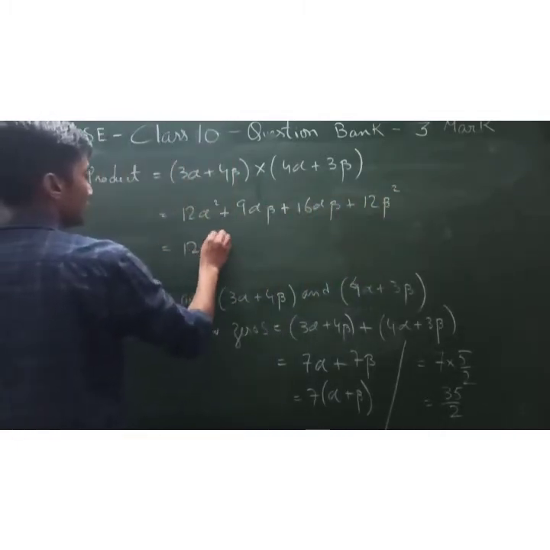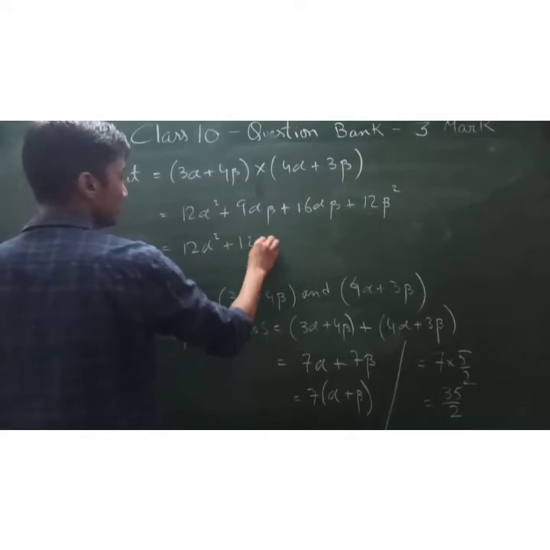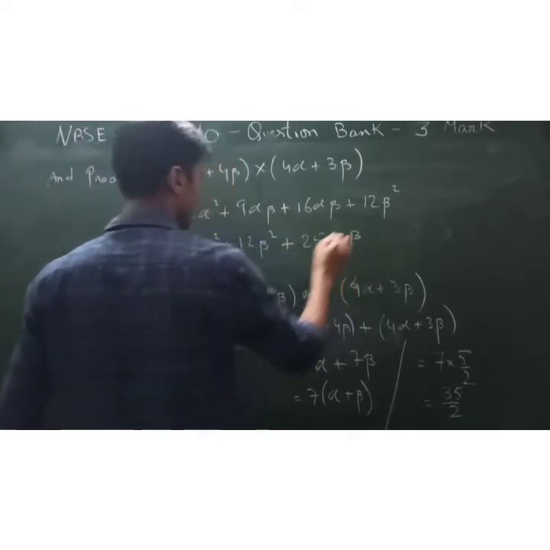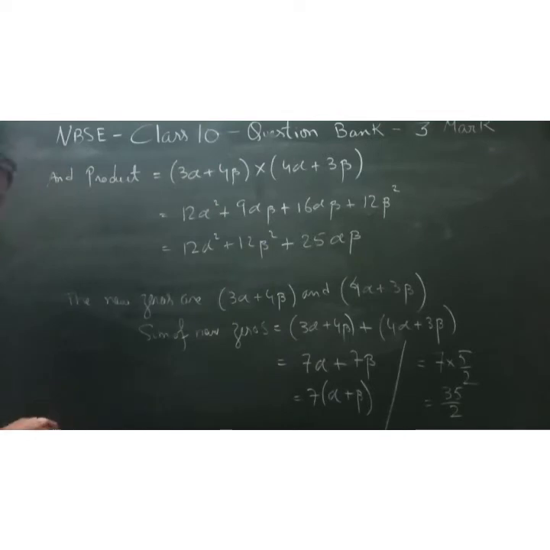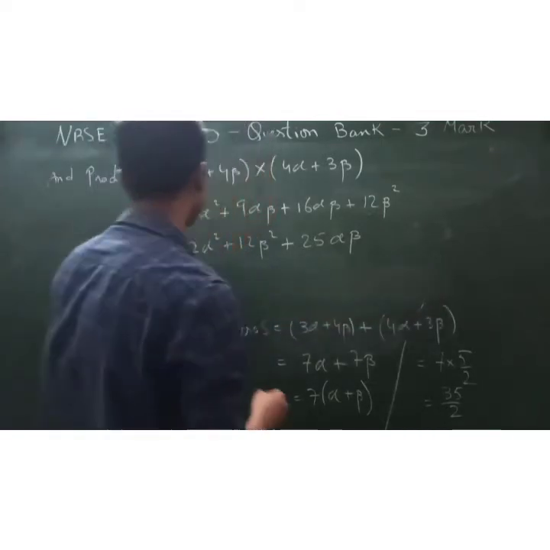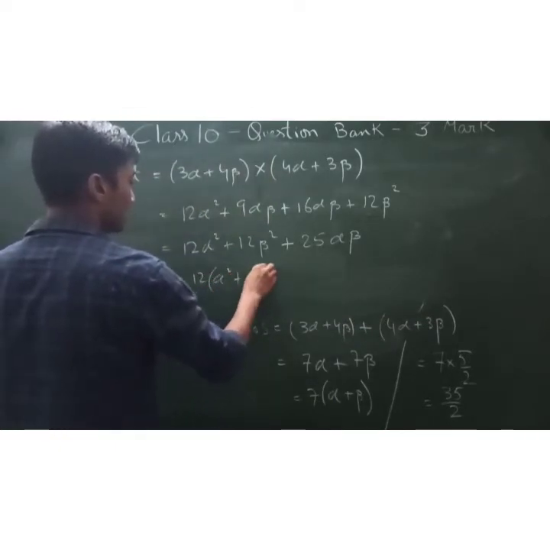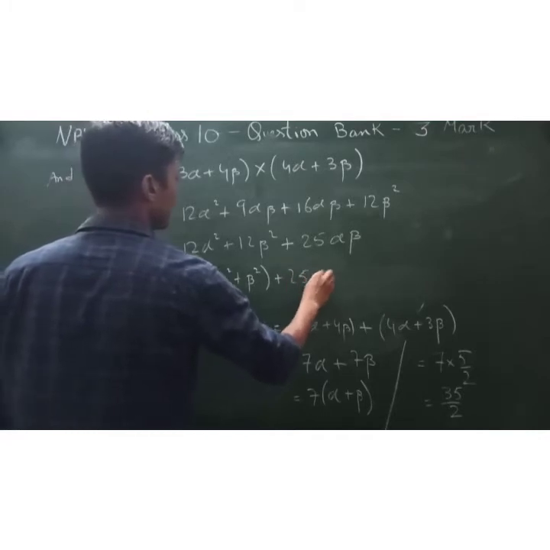I'll bring this together. 9 plus 16, 25. I guess you're done. You can pause the video here and write it down. So 12 common: α² plus β² plus 25αβ.